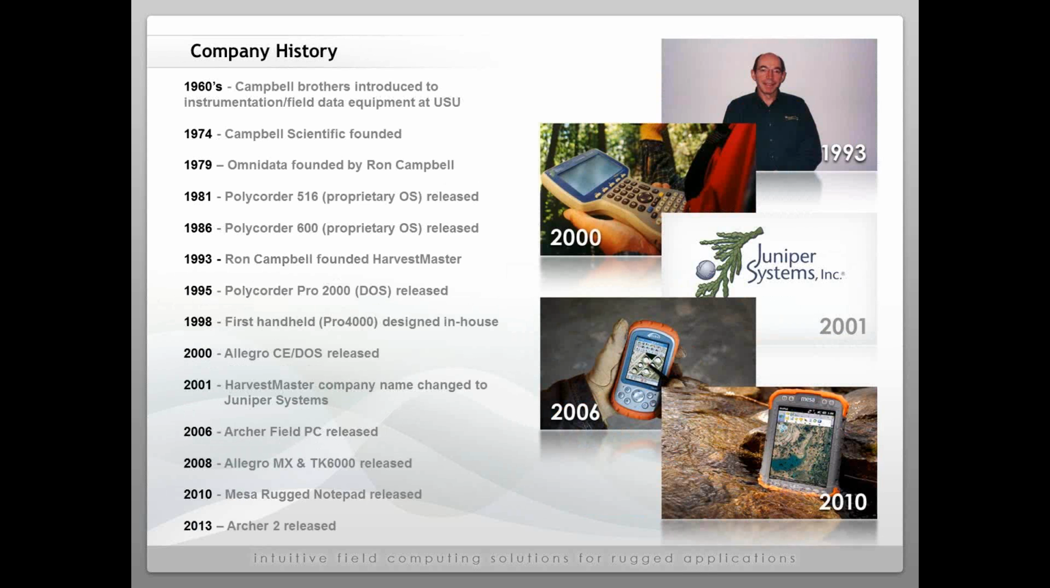All right, this slide is just meant to depict that we have a very long history at Juniper Systems. We've been called Juniper Systems since about 2001. However, our company history goes back very far, and fisheries customers and applications were one of our first use cases for our handhelds, serving NOAA out of their Seattle office.